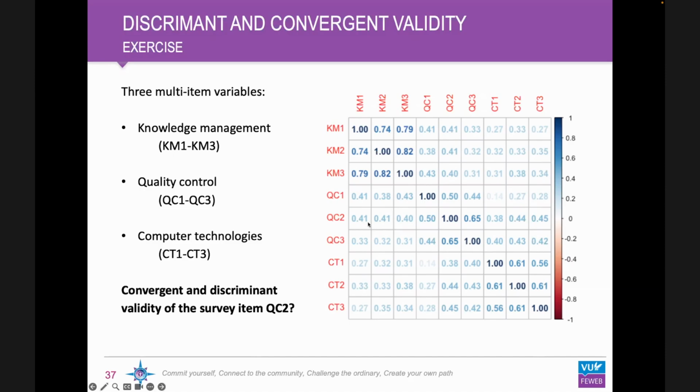So here, as you can see, these are 0.4, 0.4, 0.4. So these are actually moderate correlations, and we want them to be low to establish discriminant validity. So we can say that the discriminant validity for QC3 and QC2 is actually low. Same story goes for here as well. So when we look at all of these, we see moderate correlations, which means that we have a low discriminant validity.